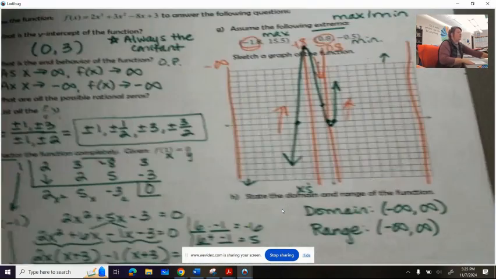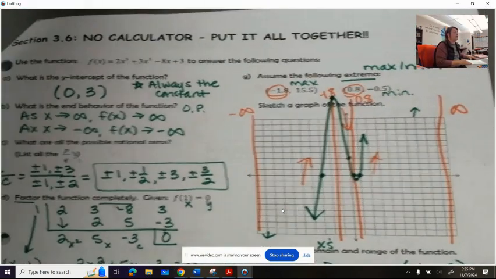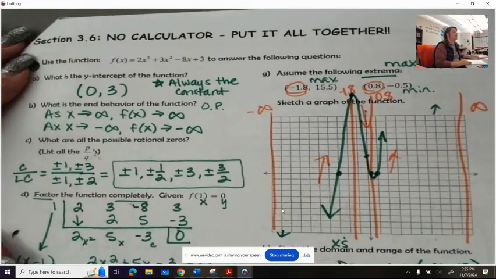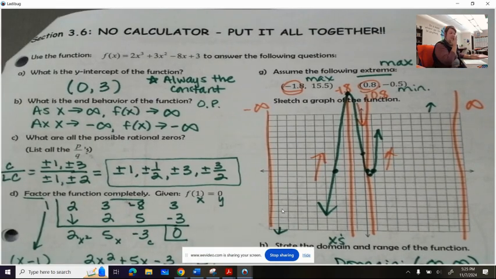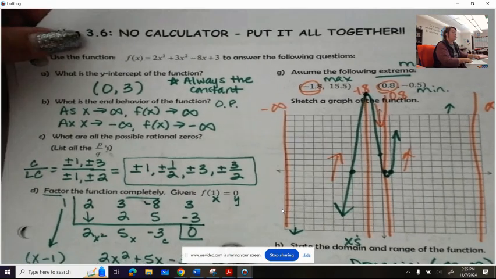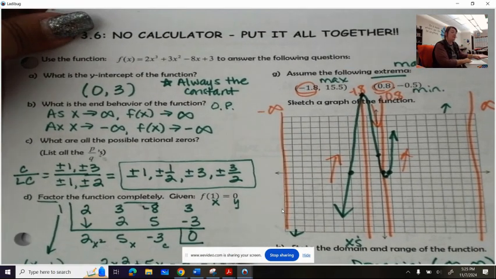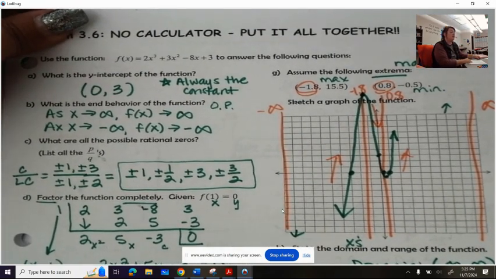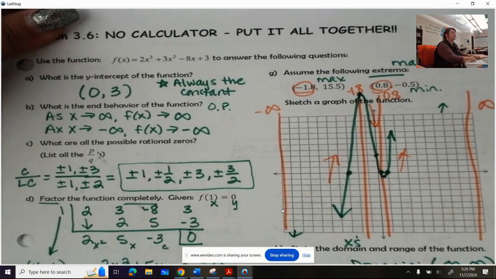Hey guys, so I'm going to talk through this just a little bit with you for section 3.6. This is what the no calculator part of the test is going to look like. So this is really important that you go through all of the steps and try this. I want you to listen for a few minutes and pause the video when you need to and write some stuff down.